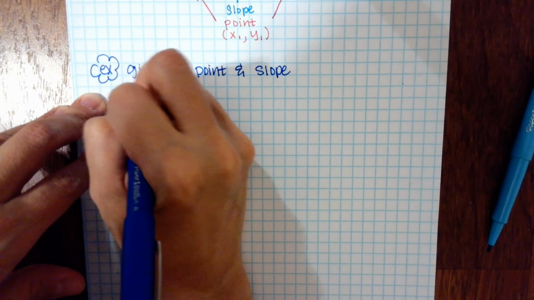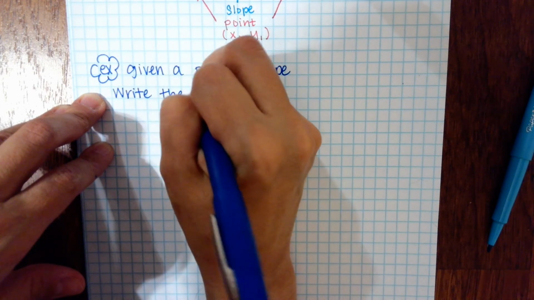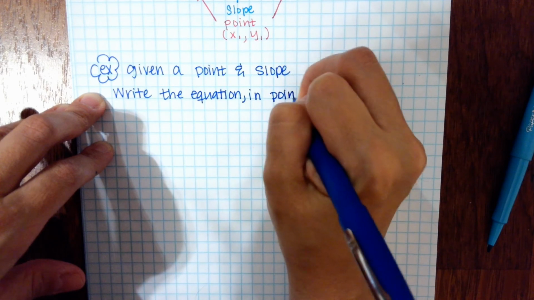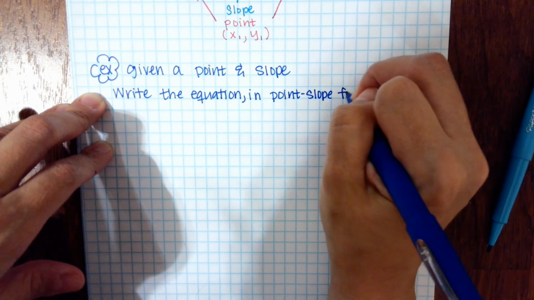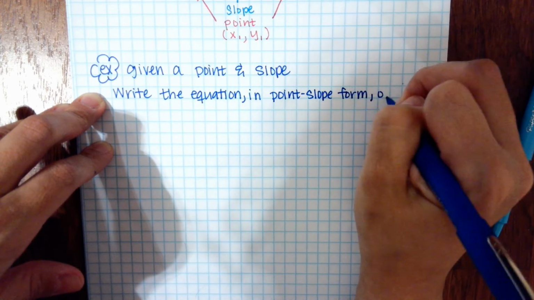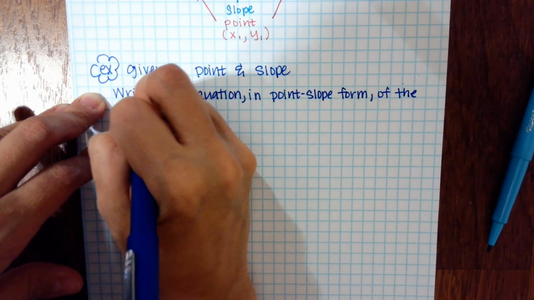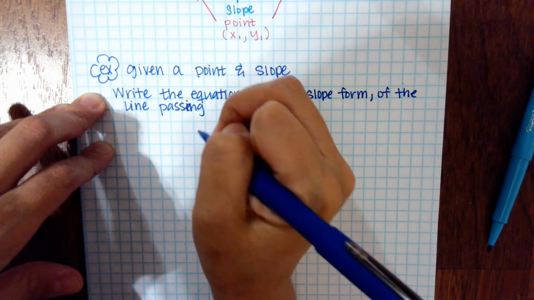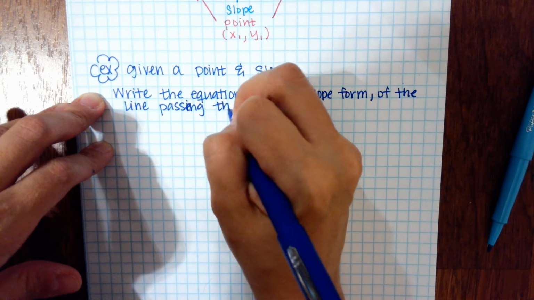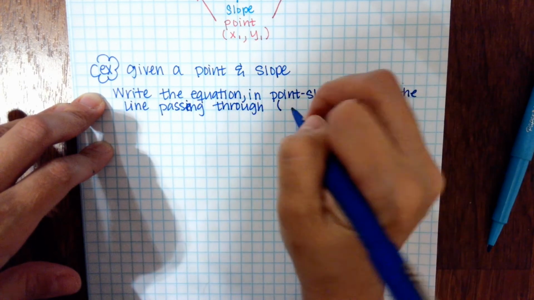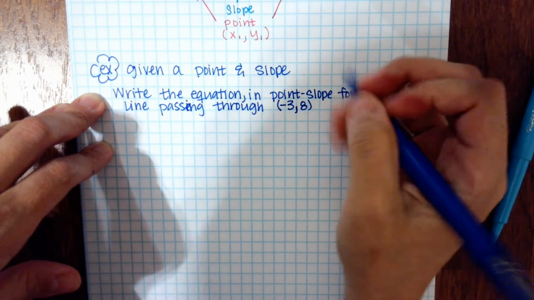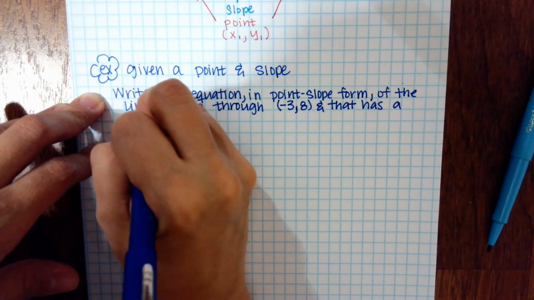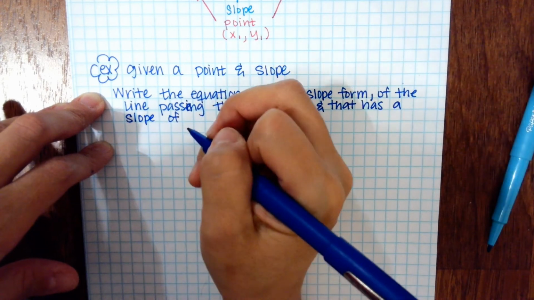So write the equation in point slope form of the line passing through -3, 8, and that has a slope of three halves.